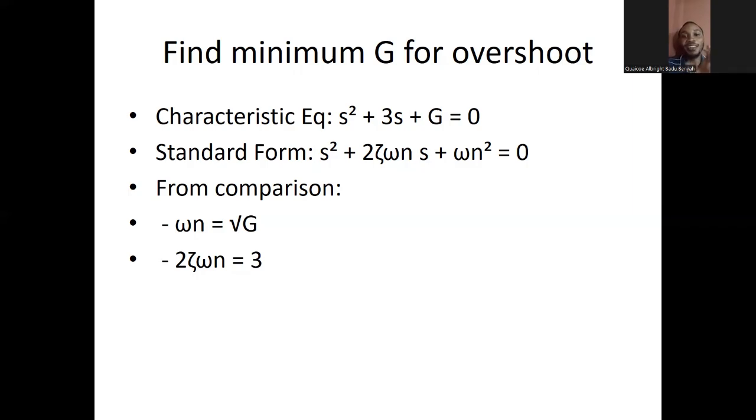But before we even get the square root, from the general relation itself, we can tell that the natural frequency squared will be equal to G. So taking the square root of both sides, we have the natural frequency omega n equal to root G. And now comparing the s part of the equation, we know that 2 zeta omega n will be equal to 3. Since we've already found omega n, we can proceed and find our zeta from here.